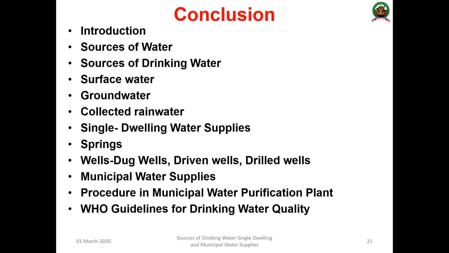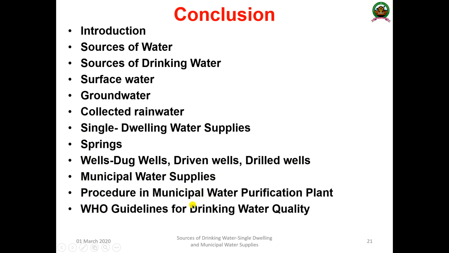So that's all, dear students, for this particular class, we can conclude. We have discussed the introductory aspects about the water facilities on the earth. Then what are the major sources of water, especially the sources of drinking water: the surface water, the groundwater, and the rainwater which is collected. Then we have discussed single dwelling water supplies and municipal water supplies. The single dwelling water supplies are mainly springs and wells. There are different types of wells: dug wells, driven wells, and drilled wells. For municipal water supplies, we have discussed the process: sedimentation, then filtration and chlorination.